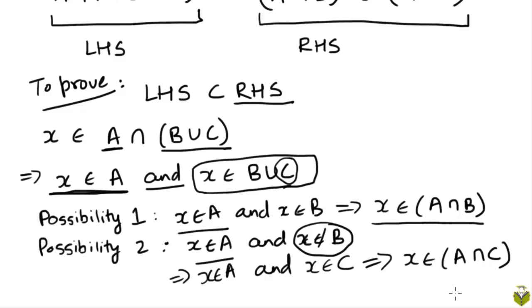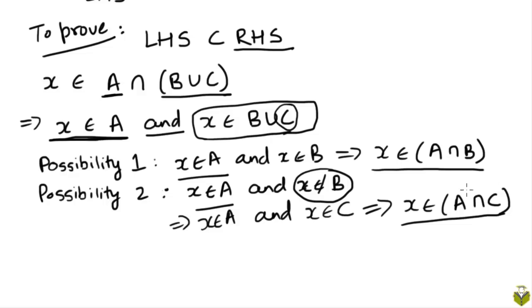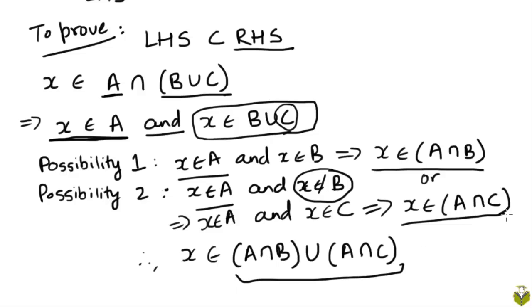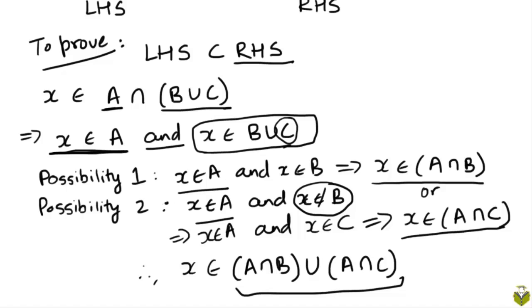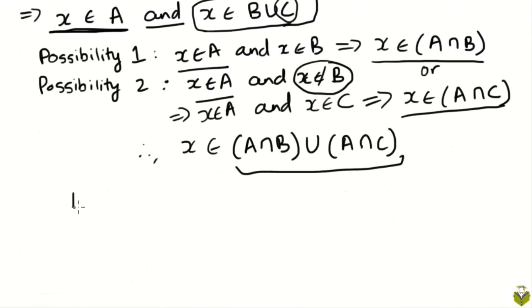Either X belongs to A intersection B or X belongs to A intersection C. One of these two possibilities must be true. So if we take the union of these two sets, X must belong to their union. If X belongs to this set or X belongs to this set, X must belong to their union. And this is the set on the right hand side: (A intersection B) union (A intersection C) is what we have on the right hand side. So we have proven that the left hand side is a subset of the right hand side.